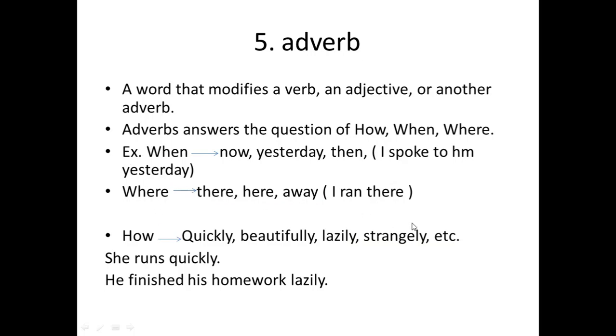And here, where, modifies the verb, okay? Where did you run? It tells us the place. I ran there, right? And for how, listen, she runs how? She runs, we can't say she runs there. Well, we can also say that, but here it is a little bit different. It tells us how she runs. Quickly, slowly, lazily, right? Strangely.